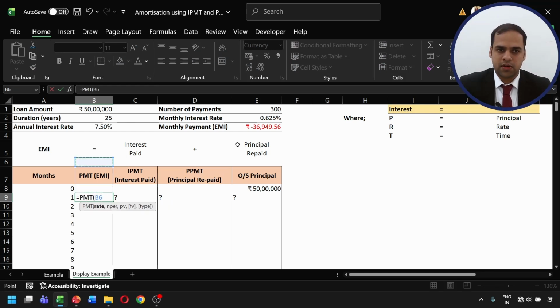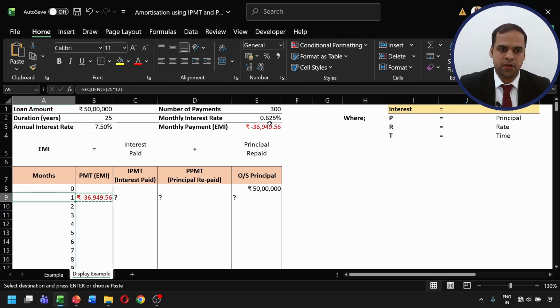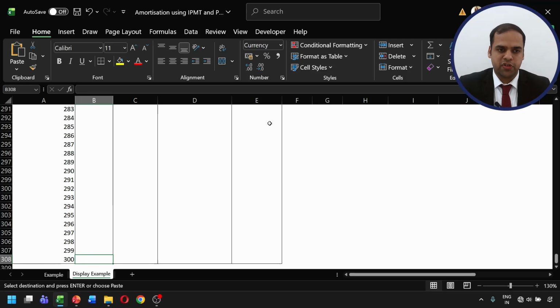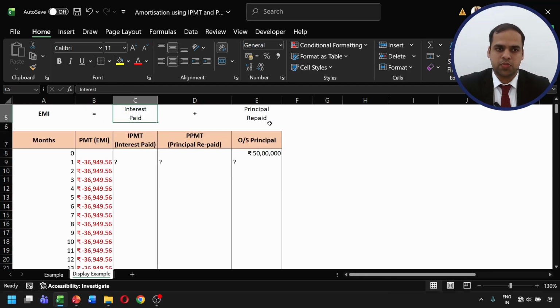Interest rate is monthly interest, and we will freeze this cell. Then number of payments, 300. Again we will freeze this cell. The present value of the loan, 50 lakh, freeze this cell, and we get this EMI component similar to the EMI component we have calculated here. So for the 300 number of periods, we just drag this EMI component and we get to know that EMI remains the same for each month.